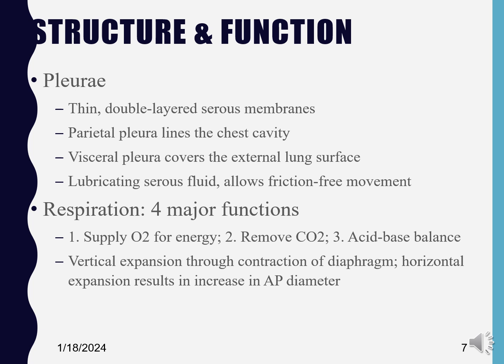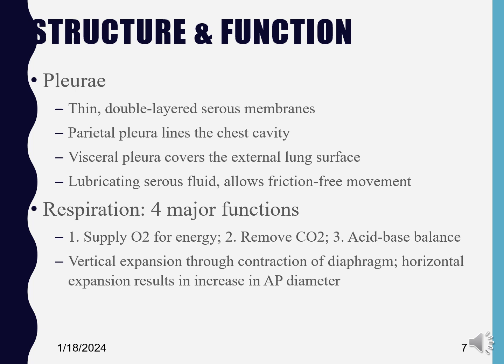The pleura surrounds the lung space. There's 2 layers of serous membranes. The parietal pleura is against the chest cavity, and the visceral pleura is against the external lung surface. There's lubricating fluid that allows the lungs to expand and inhale and exhale with a friction-free movement.